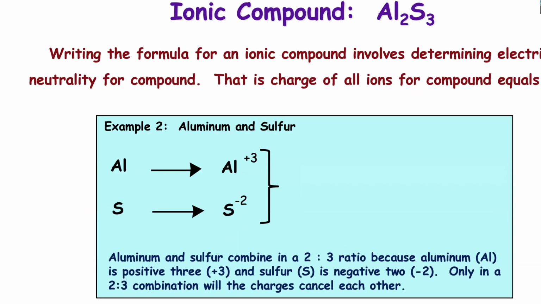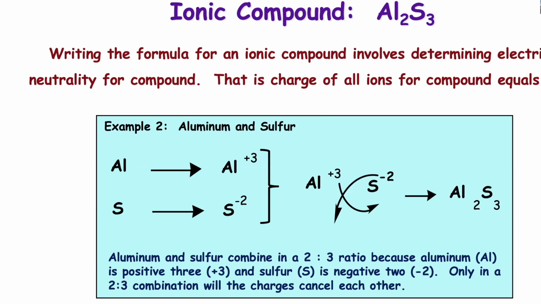Aluminum is +3. How do you know? Look at the periodic table. Aluminum has 3 valence electrons. It wants to give up 3 electrons. Sulfur, it's -2. How do you know? Look at the periodic table. Sulfur has 6 valence electrons. By picking up 2 more, it will have 8. So you have 3 and 2. We do the Criss-Cross trick. The formula for aluminum sulfide is Al2S3.